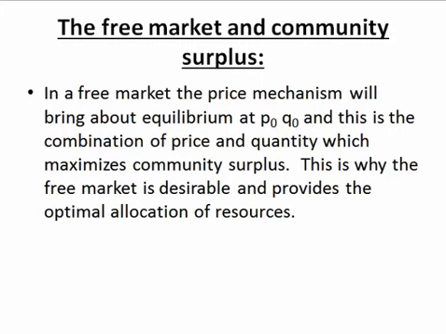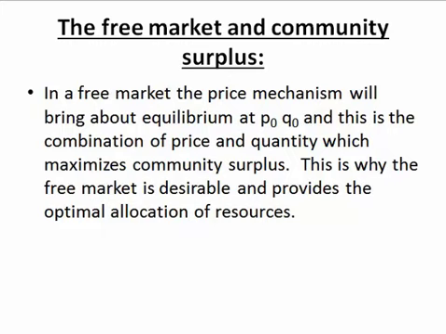Free market and community surplus. In a free market, the price mechanism will bring about equilibrium at P0 Q0 as discussed, and thus a combination of price and quantity that maximises community surplus. That's why the free market is desirable and provides the optimal allocation of resources.